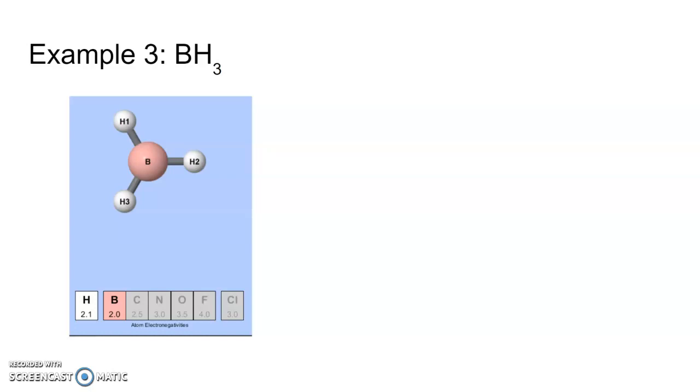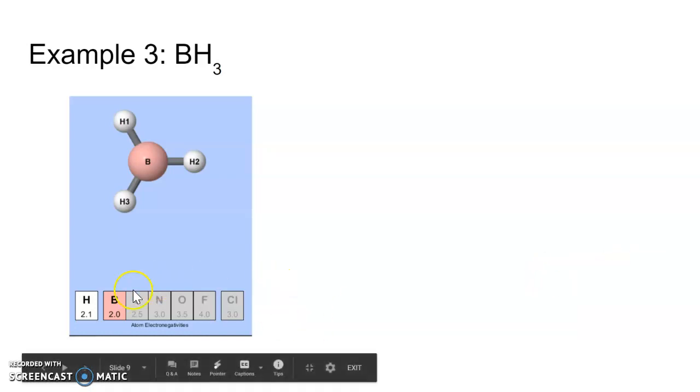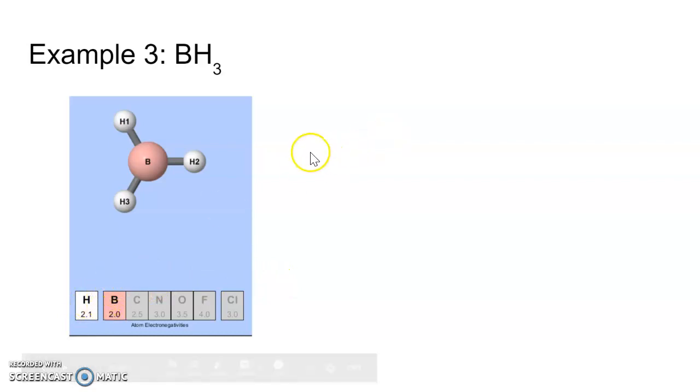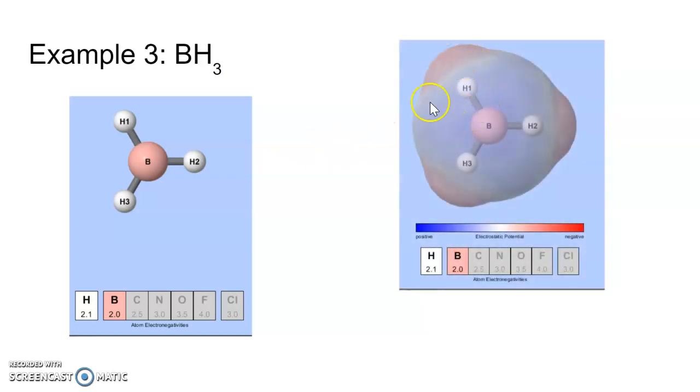Remember the first question we always ask ourselves: are there polar bonds? Well, the answer is no, there are not any polar bonds here. This is a difference of 0.1, not a polar bond. And because of that, automatically this is a nonpolar molecule. This is again confirmed by the electrostatic potential. Only the teeniest hints of blue and red, and so therefore this would be a nonpolar molecule.